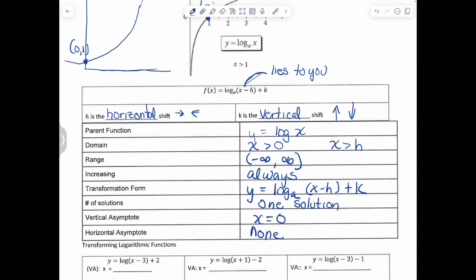Write your name, I'm sorry. Write your name on the board, please, and the calculator number.